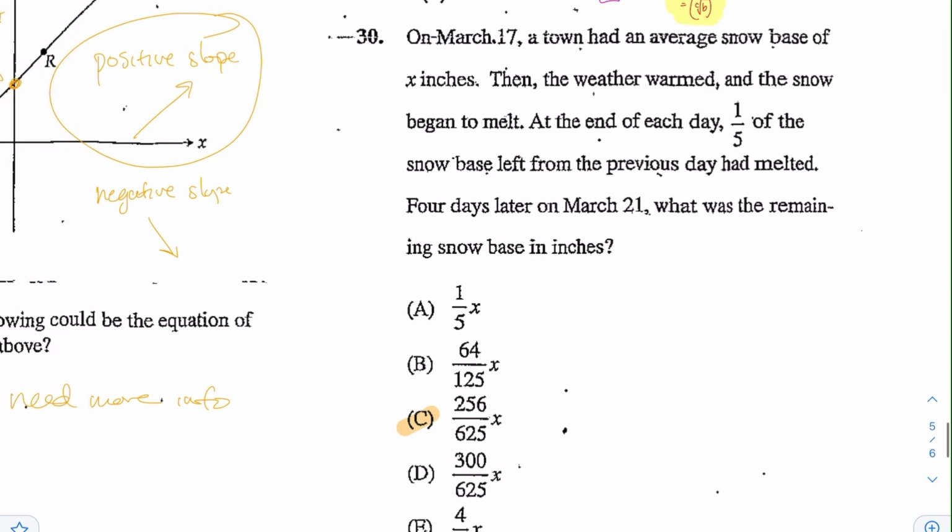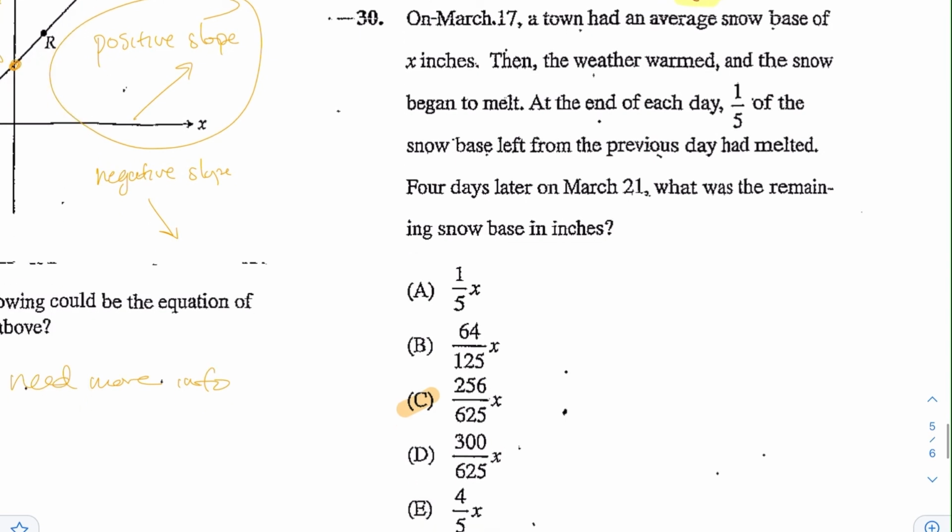Next, for number 30: on March 17th, a town had an average snow base of x inches. Then the weather warmed and the snow began to melt. At the end of each day, 1/5 of the snow base left from the previous day had melted. 4 days later, on March 21st, what was the remaining snow base in inches?